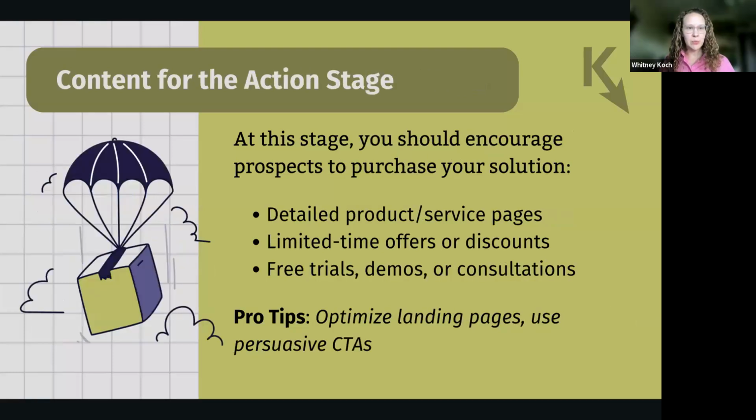Okay, so once your prospect is in the action stage, this is really when we're focused on conversions, because they're getting ready to make a buying decision. So the best way to get them to convert and buy your product or service is to position your product or service as the best one to meet their needs. And there are a few different ways you can do that. You want to make sure that your website or landing page has very clear descriptions, product features, pricing, and your branding is very clear and prominent.